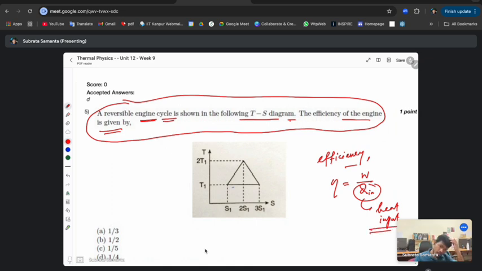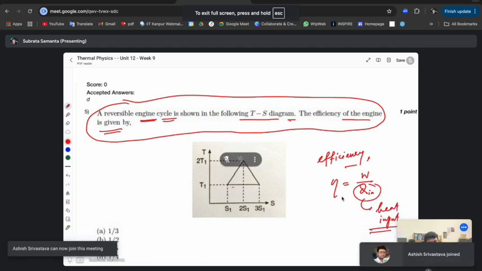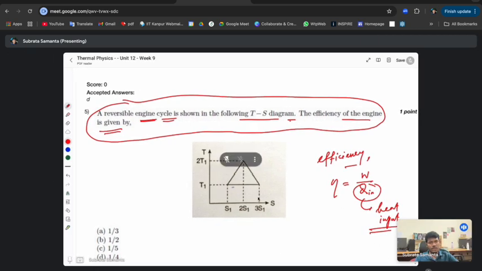Now in the TS plane, among these three boundaries, in which direction does the heat flow, where does heat enter the system? When you calculate the efficiency of this engine in the TS plane, you first calculate the total work done, and the heat input. Those are the definitions of the efficiency. So we first calculate the work done.